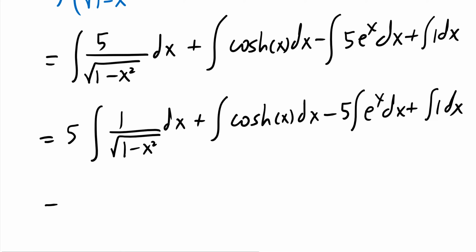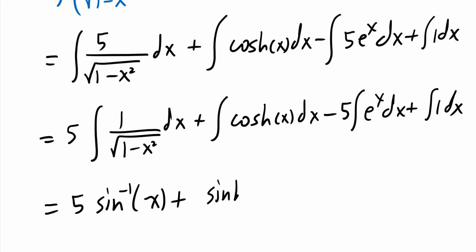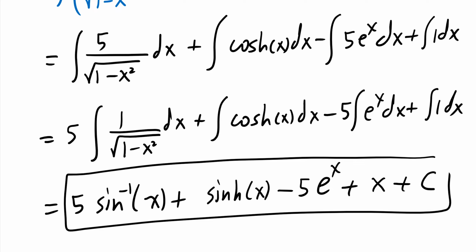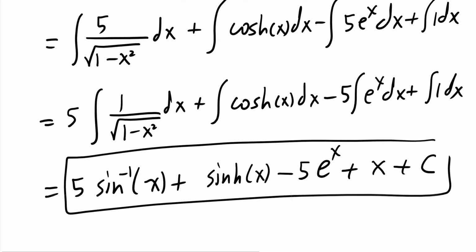So what do we get for this one? 5 sine inverse of x, plus the integral of hyperbolic cosine, which is hyperbolic sine, minus 5. The integral of e to the x is e to the x. And the integral of 1 is x. And don't forget the plus c. Very important to include c all the time.